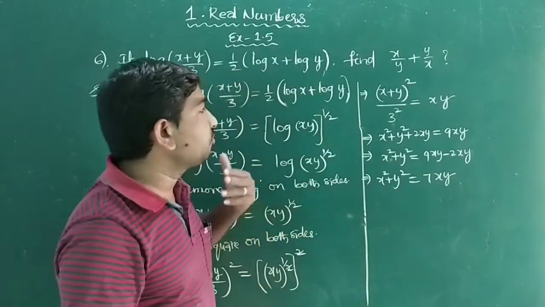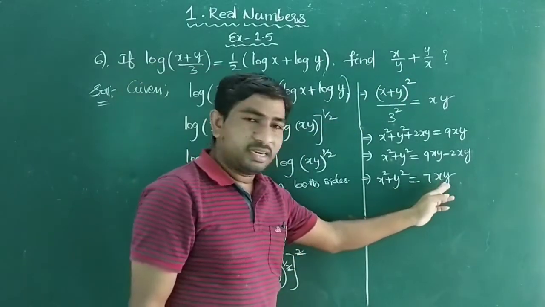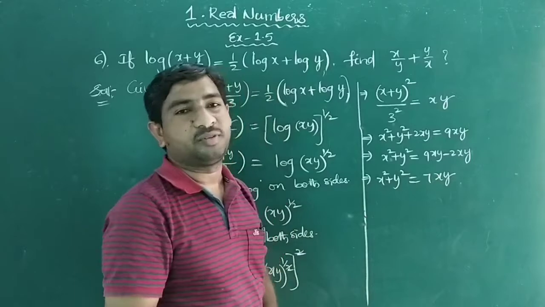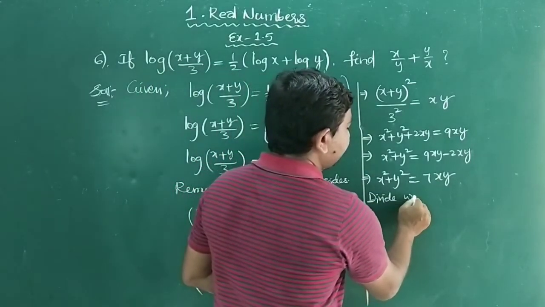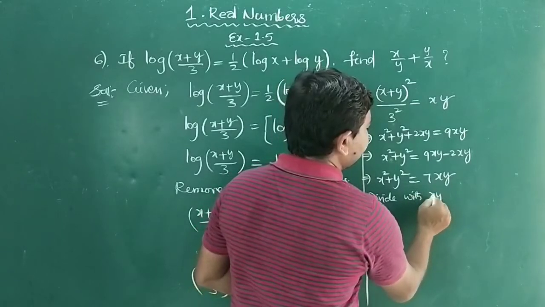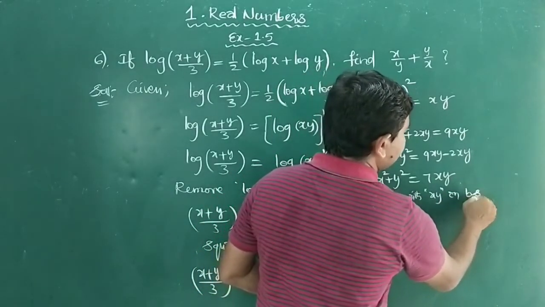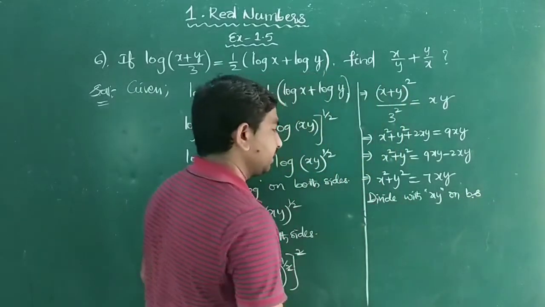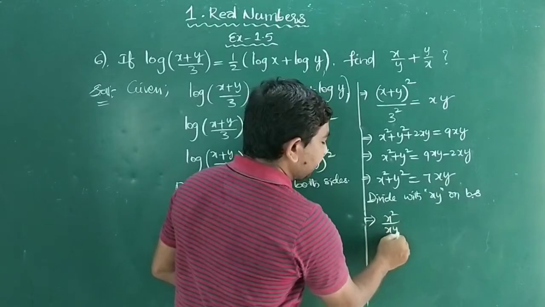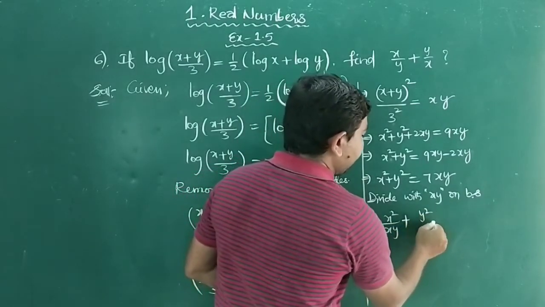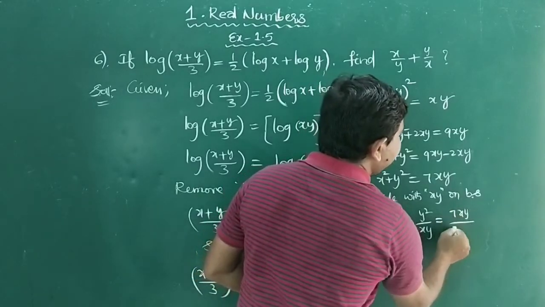So what do we need to find? Only x by y plus y by x. So that's why we divide on both sides by xy. Then what will we get? x square by xy plus y square by xy is equal to 7xy by xy.